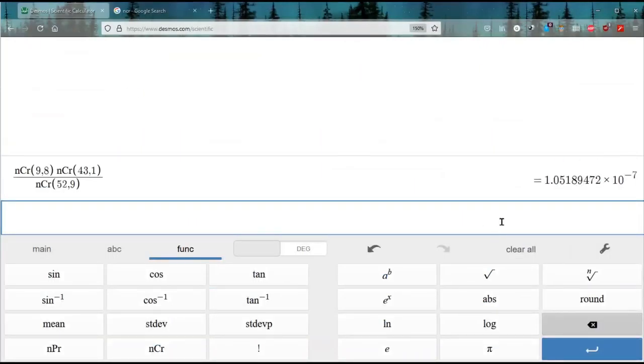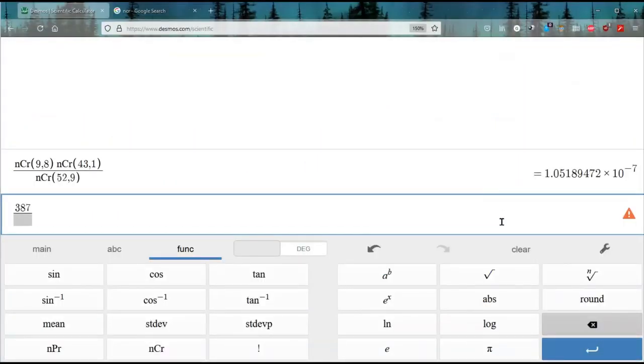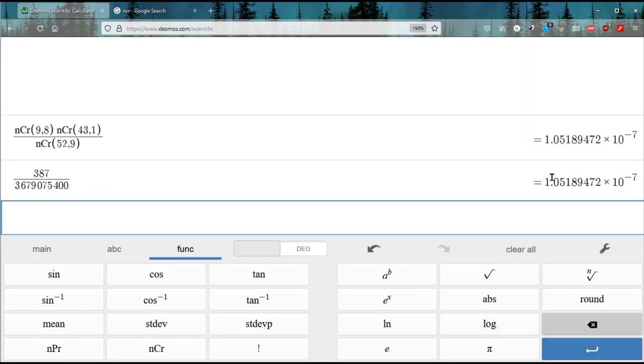And we can test that out. 387 divided by 367907,5400, and we see it's the same number right there.